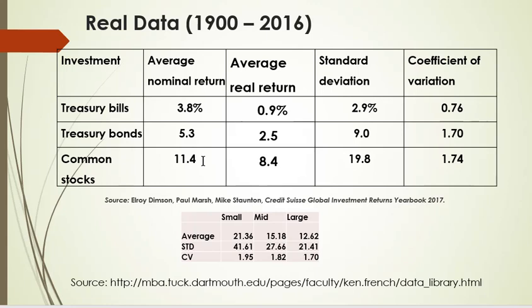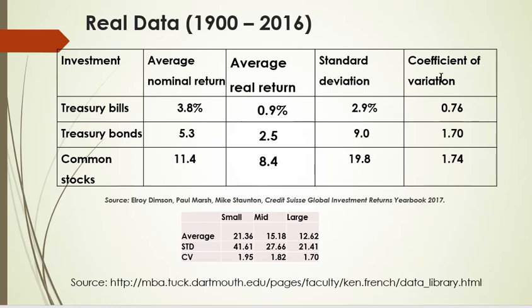Now, the average real return is just the rate of return minus inflation. So in this case, they say that inflation must be in the ballpark of 2.9%. So 5.3 minus 2.9, again, some averaging out here, is 2.5. And 11.4, again averaging out here, is about 8.4 as the real return. This is what you actually get in purchasing power once we adjust for inflation.